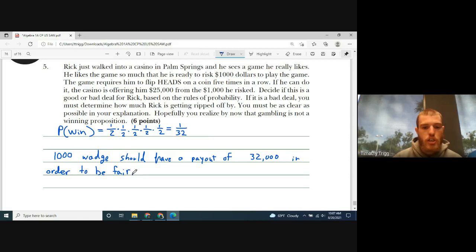So then the other part of the question asks, how much is Rick getting ripped off by? So since 25,000 is the payout of this game, he would be getting ripped off by 7,000. He is getting ripped off by $7,000, right? Okay.